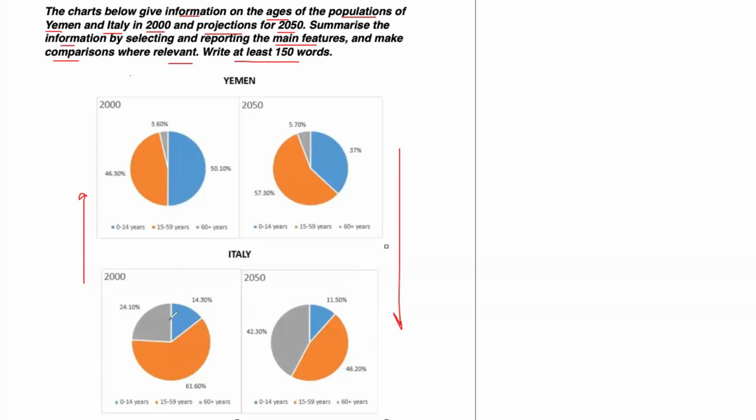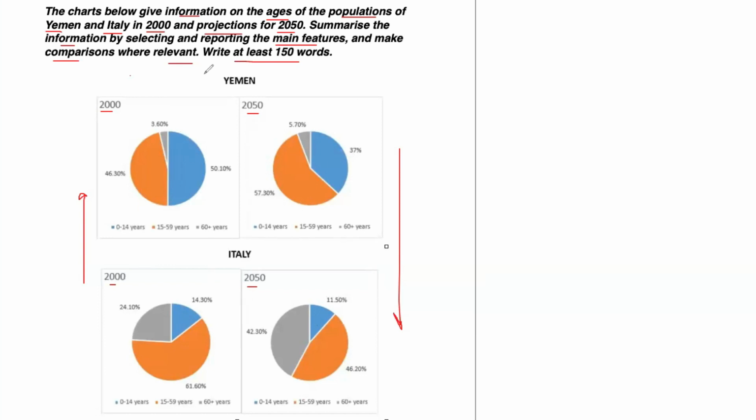So think about how we can combine the information. It's actually best if you combine the information based on the years. So you want to have one group that is 2000 and one group that is 2050. This is because we're going to describe and compare Italy and Yemen's population data from the year 2000, so these two pie charts on the left, and then we're going to compare Yemen and Italy for the year 2050.